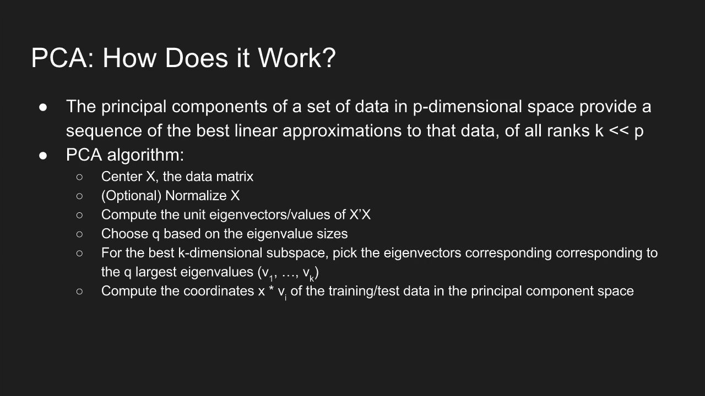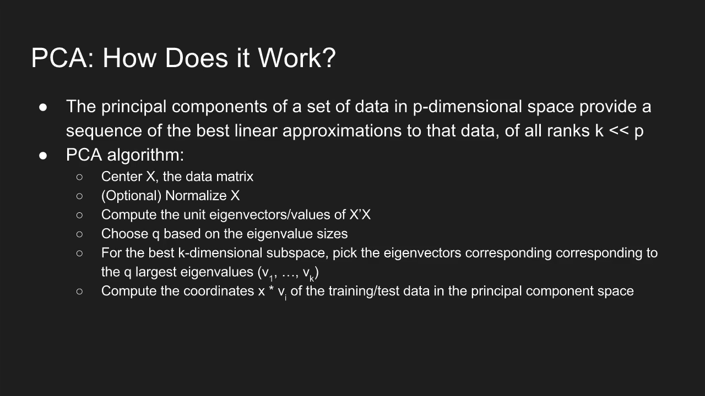That's a typo there. I say choose Q, I meant to say choose K based on the eigenvalue size. When I run this PCA, I get a list of eigenvalues and eigenvectors. I like to order the eigenvalues in decreasing magnitude and retain only the biggest K eigenvalues. For each of the biggest K eigenvalues, I take the corresponding eigenvectors, and those are called my principal components.